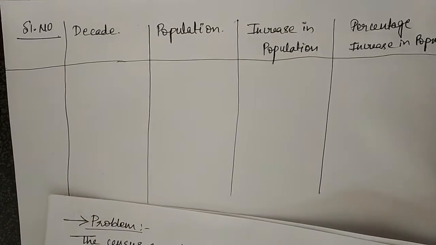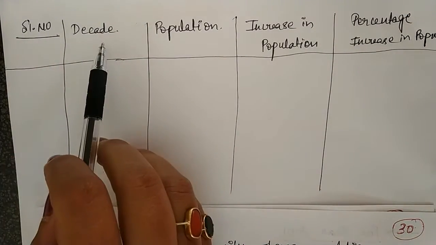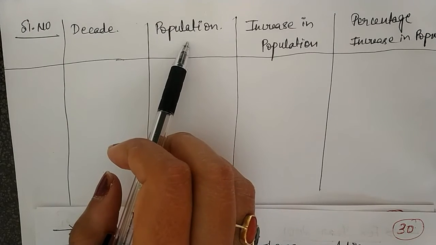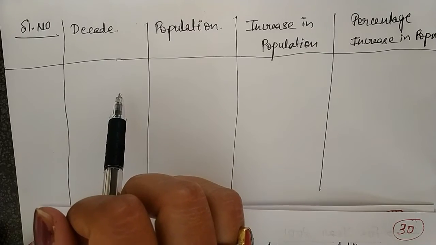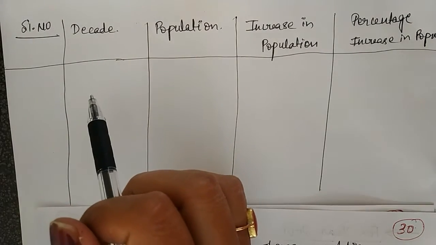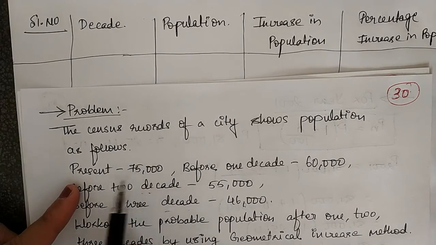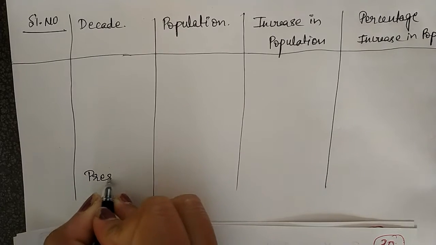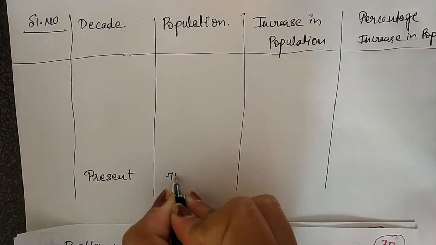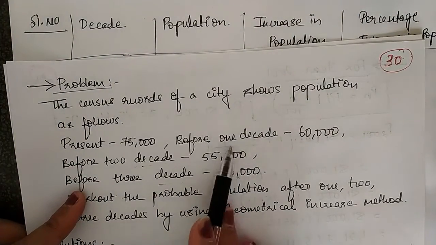So what we will do, we will prepare this chart here. You can see the serial number is there, decade I have written, population I have written. First let me make the table here, as they used to give in the previous questions, and then we will go with the further solving. So what they have given here, present population is 75,000. Remember, always this present population will be the last population which is given to us. So I will write down here as present. The present population given to us is 75,000. Next what they have told, before 1 decade.